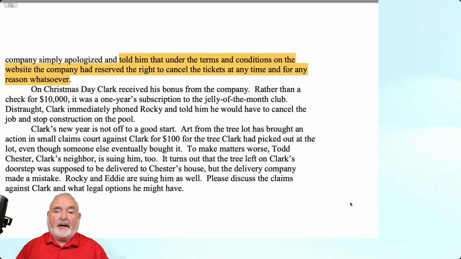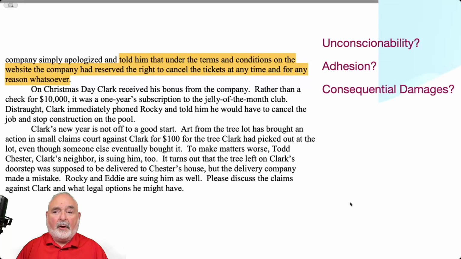So Lambda Airlines kind of goofs him up on the tickets, and they told him that in the terms and conditions on the website, the company had reserved the right to cancel the tickets. So again, it probably doesn't have anything there, but that might very well be unconscionable, particularly if they did not refund his money on the tickets. And is it a contract of adhesion? Is the airline liable for consequential damages? All of these things are built into this hypothetical, and the professor is going to expect that you discuss these things.